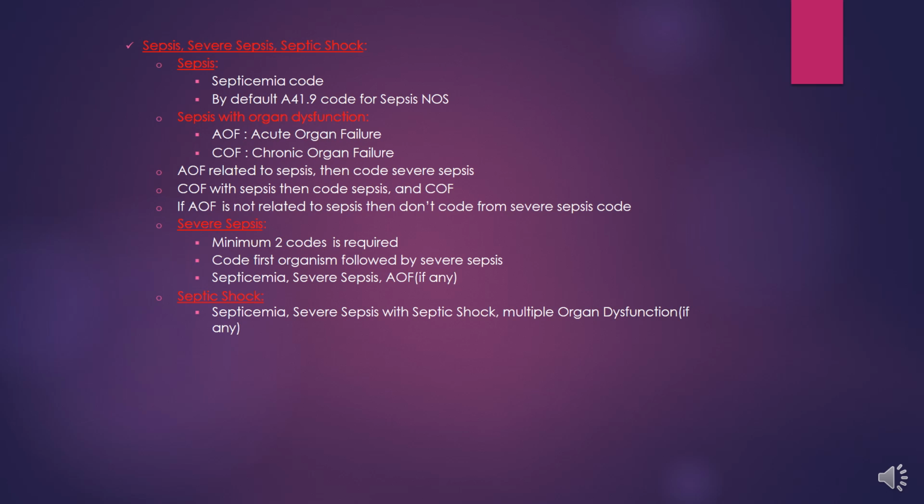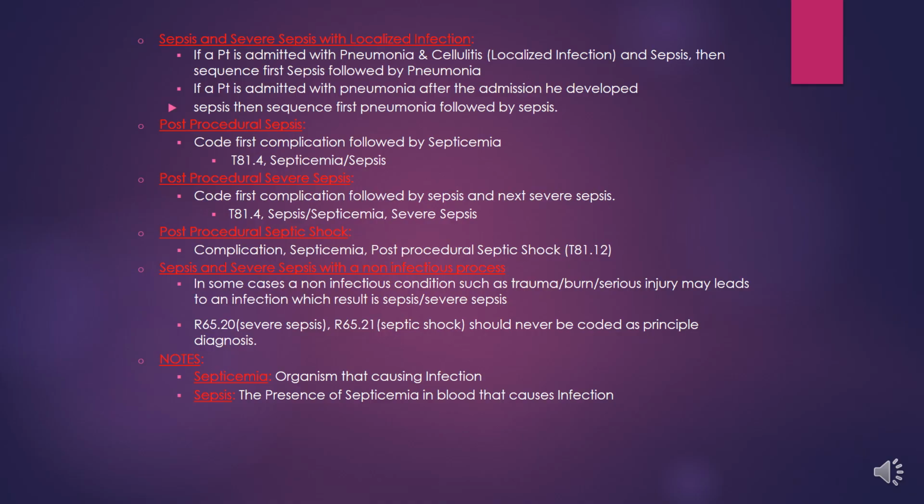Code first the organism, followed by severe sepsis. Septicemia, severe sepsis, if any septic shock. Severe sepsis with septic shock. Multiple organ dysfunction, if any. Sepsis and severe sepsis with localized infection: if a patient is admitted with pneumonia and cellulitis, localized infection and sepsis, then sequence first sepsis followed by pneumonia.